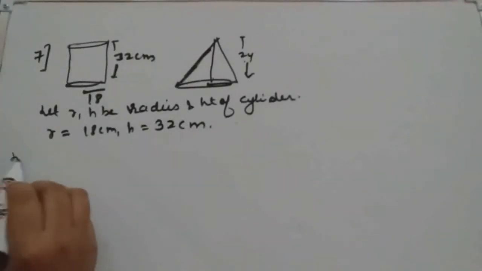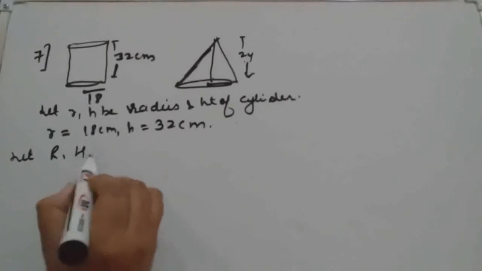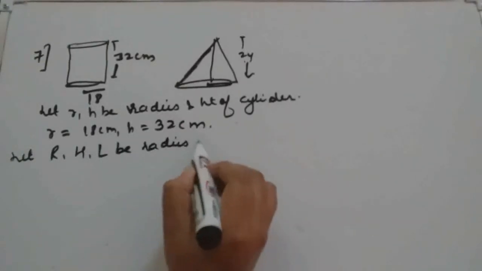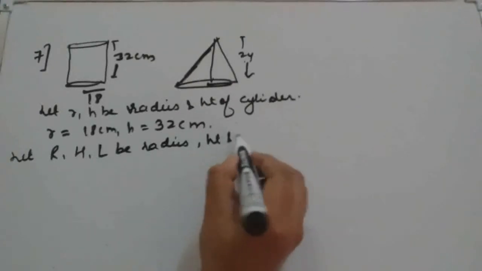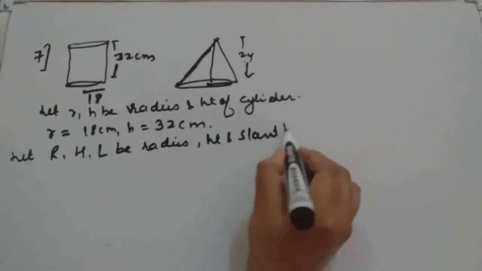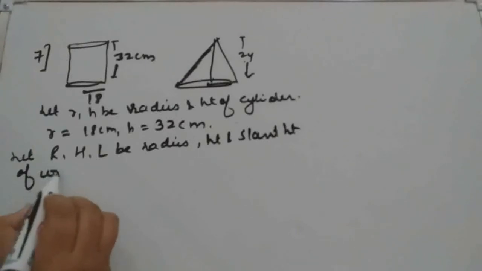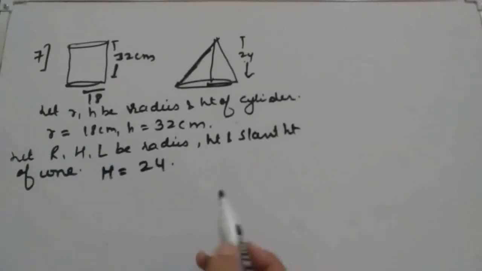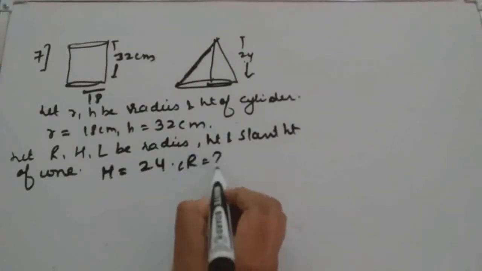Then let R, H and L be the radius, height and slant height of the cone. So capital H is given as 24. R and L we should find here.